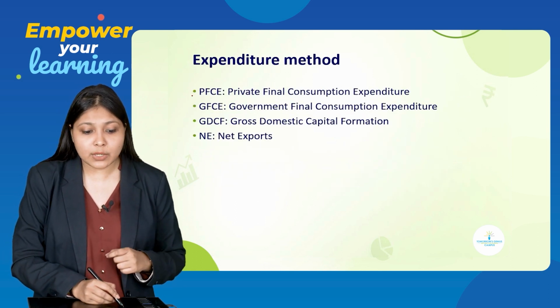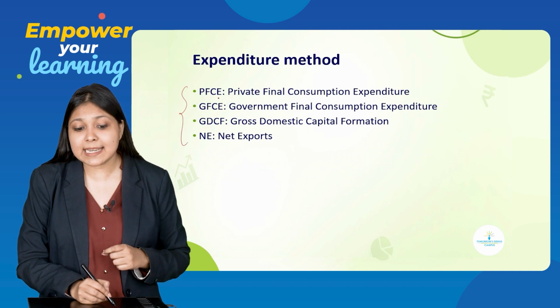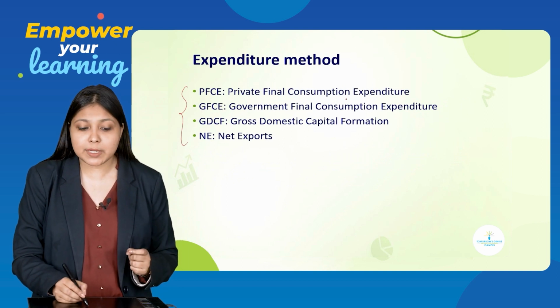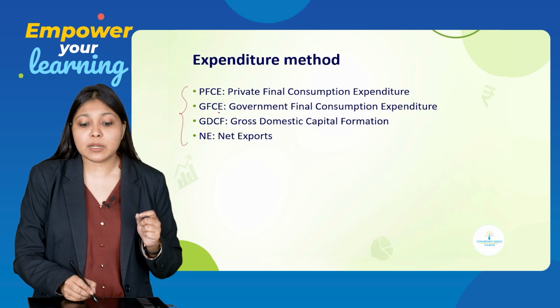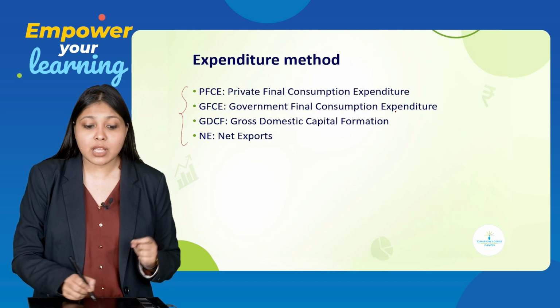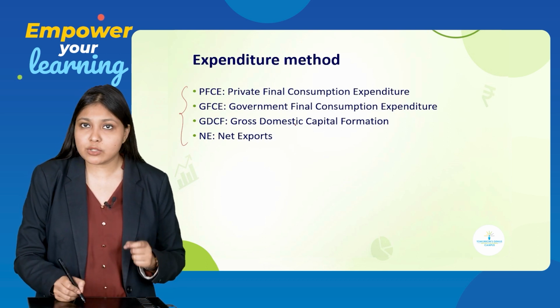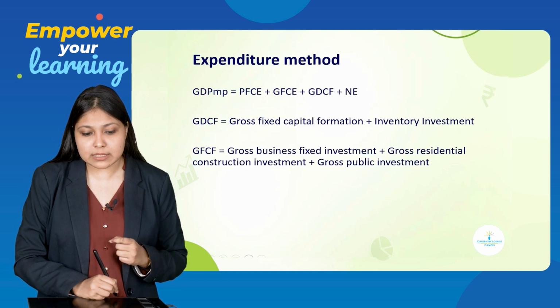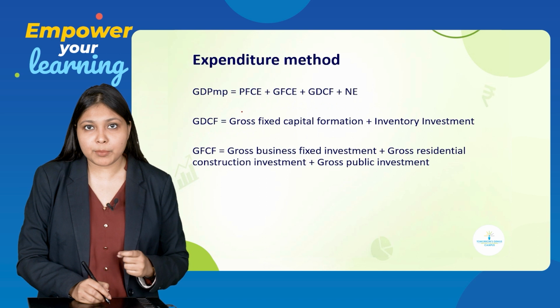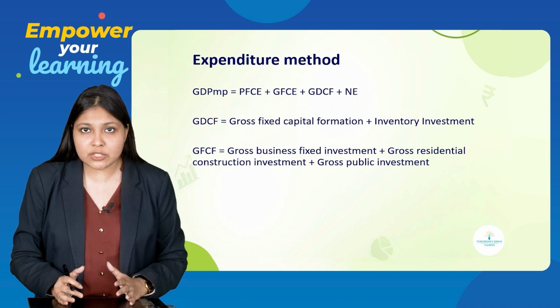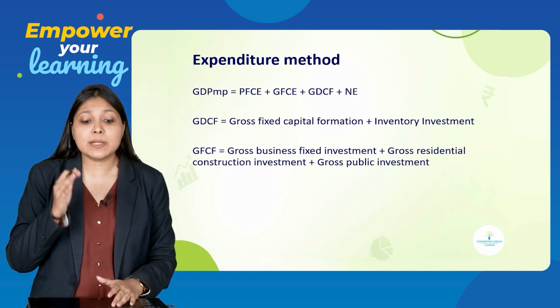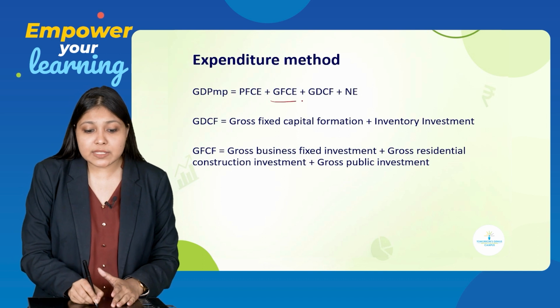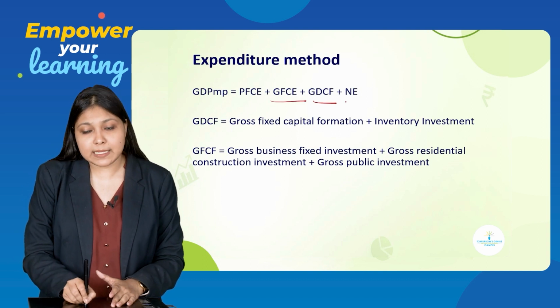So let us just see the quick full forms. PFCE stands for Private Final Consumption Expenditure. GFCE stands for Government Final Consumption Expenditure. GDCF stands for Gross Domestic Capital Formation, and NE stands for Net Exports. So let us look at the formula of expenditure method. GDPMP is equal to PFCE plus GFCE plus GDCF plus net exports.